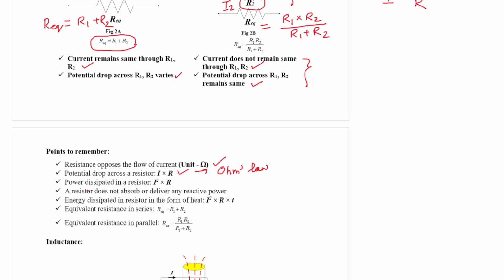Moving on. Now suppose you have a resistance R, and some current I is flowing. What will be the power dissipated in this resistance? It is given by the formula I square R. The power dissipated P will be equal to I square into R.